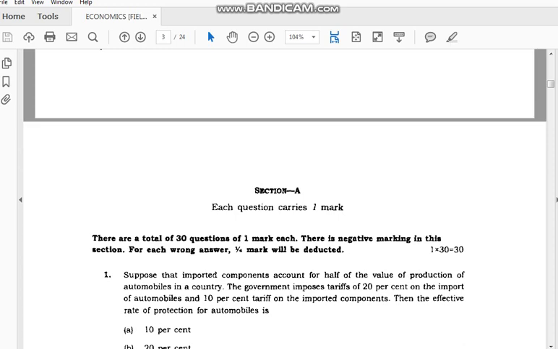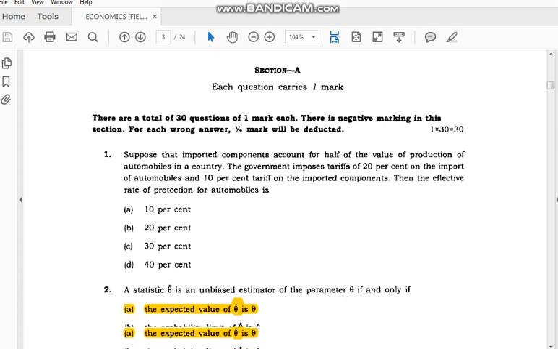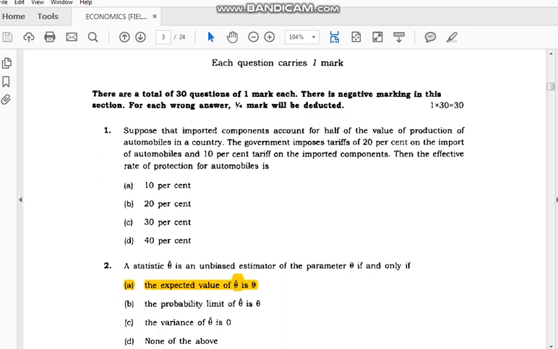So first, let's move on to discuss part 1, which is section A. In section A, there are actually 30 questions, and each question carries 1 mark. And the next section we'll discuss subsequently.